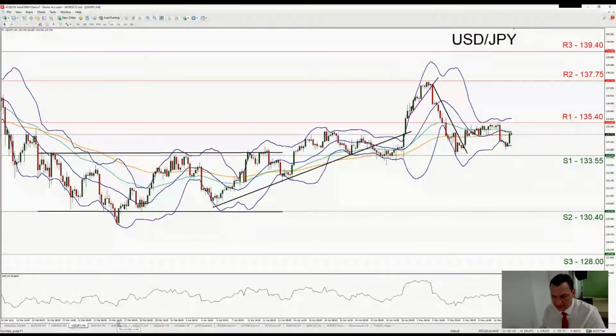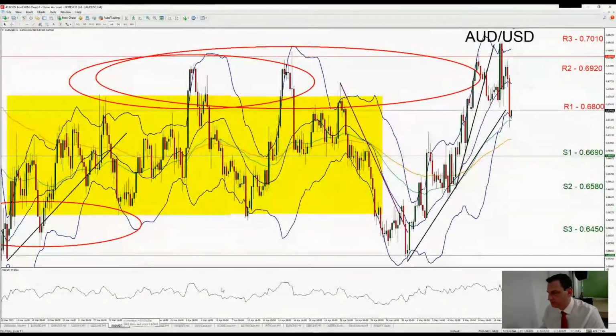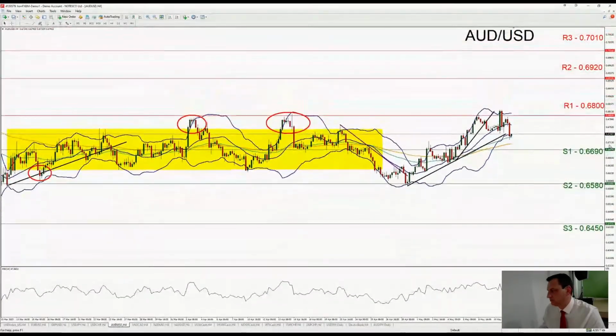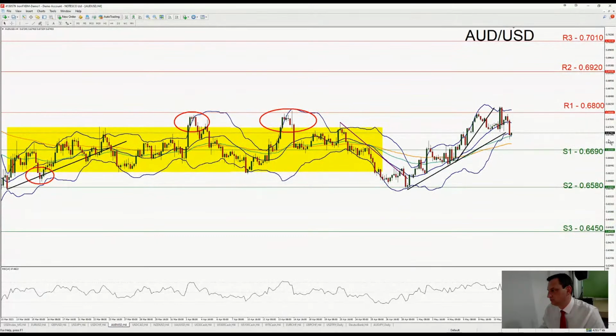Let's have a look at AUD/USD. Let's reposition the labels a little bit here.